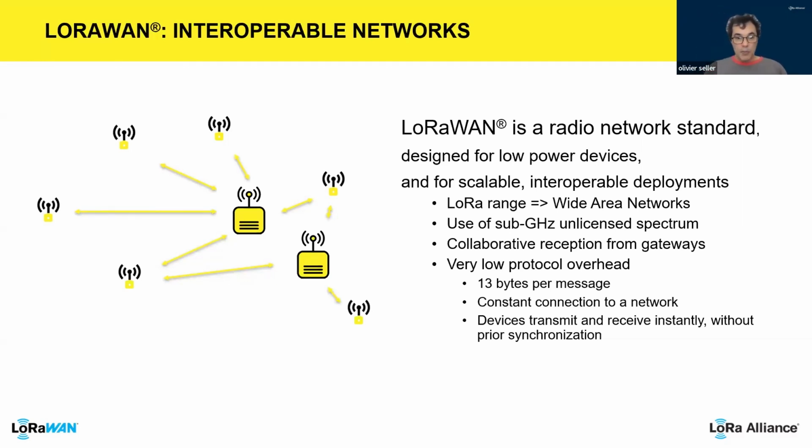And the protocol itself only adds 13 bytes per message. That's a way to optimize the overhead of the protocol. In addition to this only 13 bytes for each message, there is a constant connection to a network, and the device transmits and receives instantly without prior synchronization or authorization to transmit or receive, which means that the signaling on the network is very low.